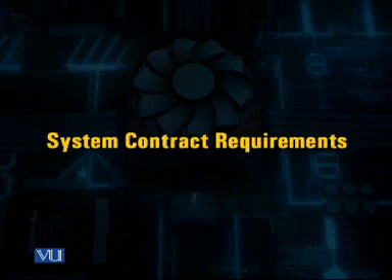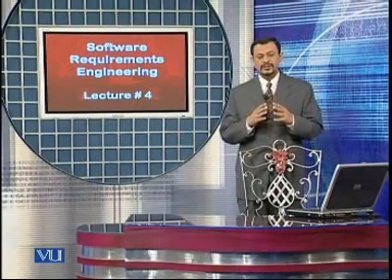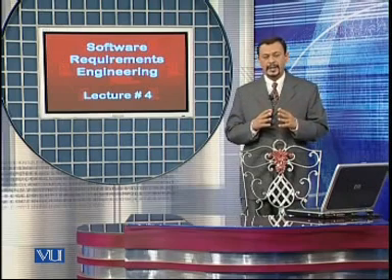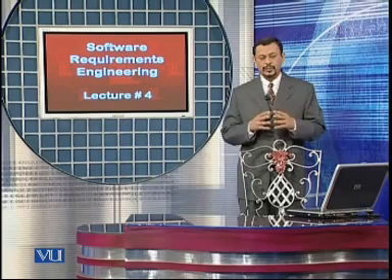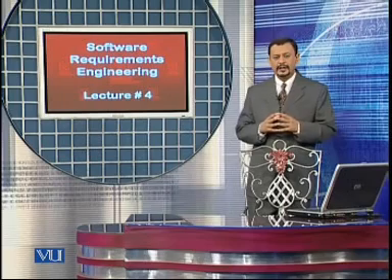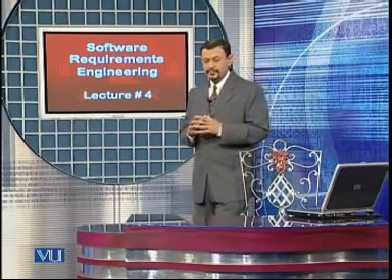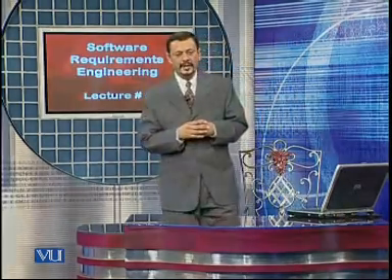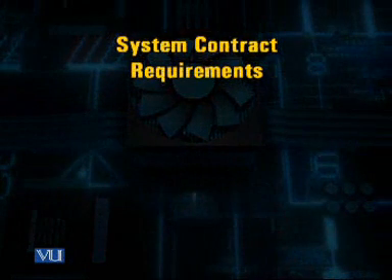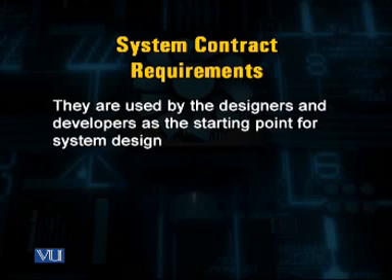So the system contract requirements set out the system services and constraints in detail. They may consist of formulas, they may consist of domain-specific situations. In the last lecture, I talked about using the laws of physics and mechanics when we are considering the railway application system. Moving on to the next concept, the system contract requirements are used by the designers and developers as the starting point for system design.